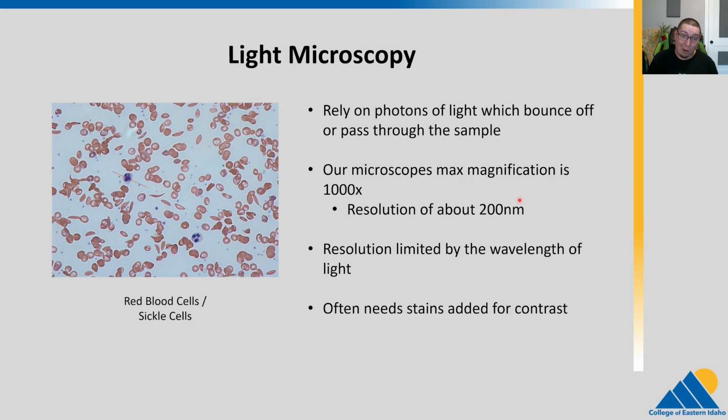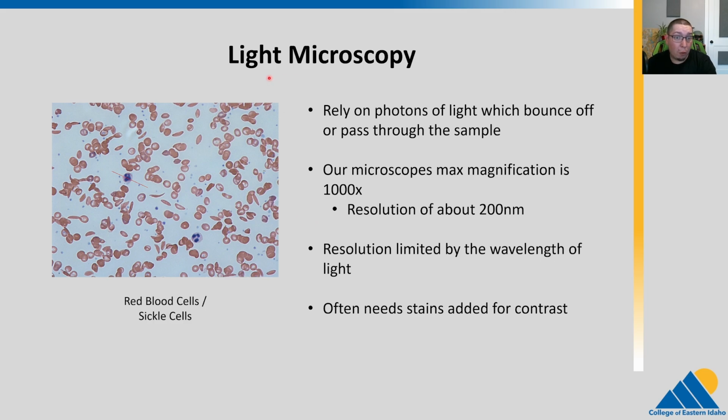We do not have electron microscopes at CEI. They're very expensive and hard to maintain. So here we have an image that has been magnified, and we have some red blood cells in here. You probably have seen blood, right? In it, you generally do not see red blood cells with your eye. You need lenses and magnification to see that. Just as a side note, there are some white blood cells in here as well, just for interest.